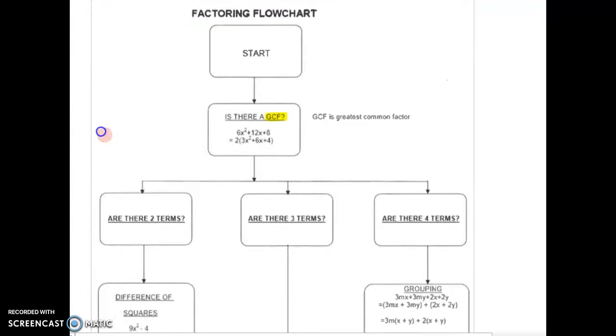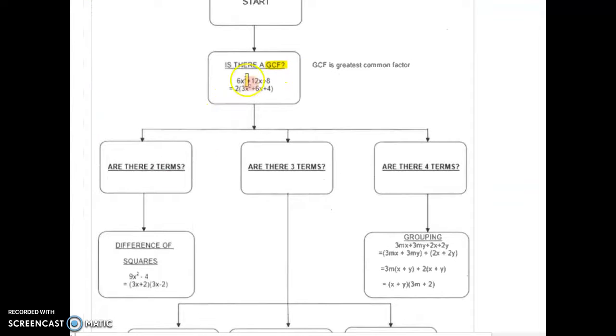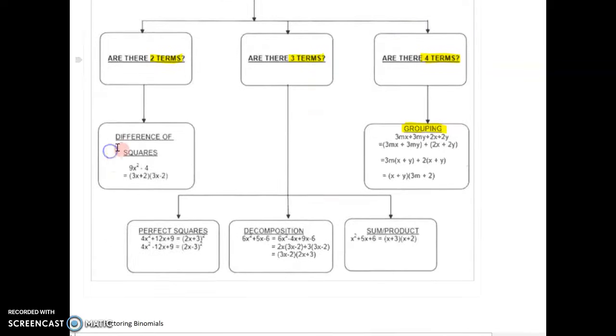After that, you're going to look at and ask yourself, how many terms does it have? Does it have 2 terms, 3 terms, or 4 terms? We start off learning factoring on the 4-term expressions by doing factoring by grouping. And then in the 3 terms, you've now learned 3 different types of factoring techniques. The sum product one, where the A value has to equal 1.